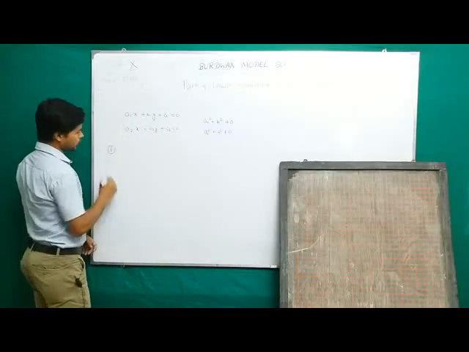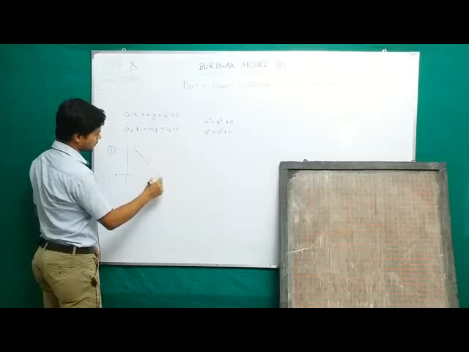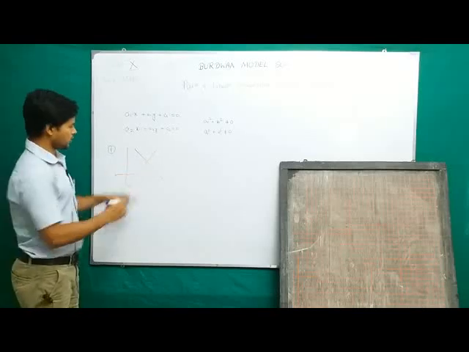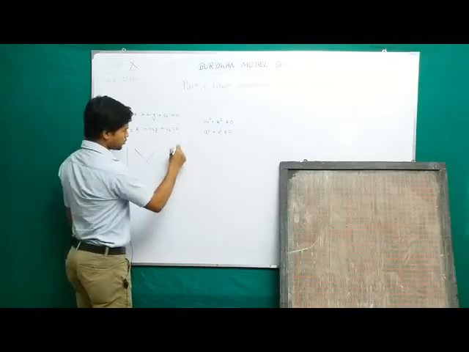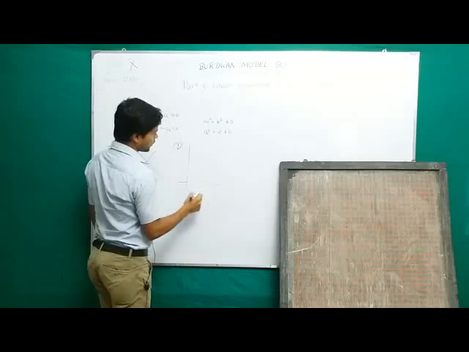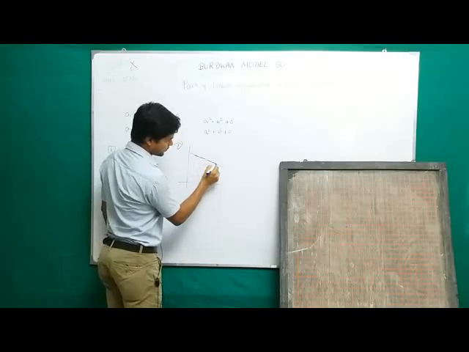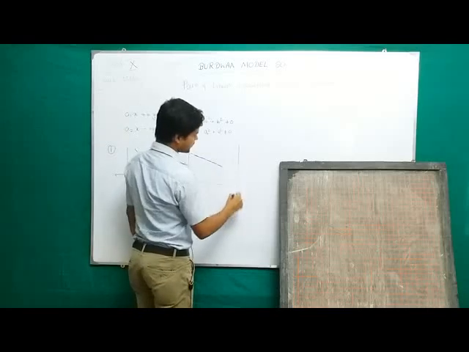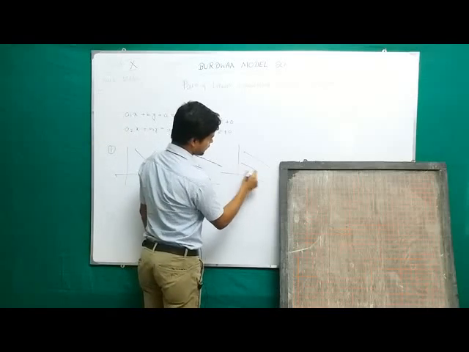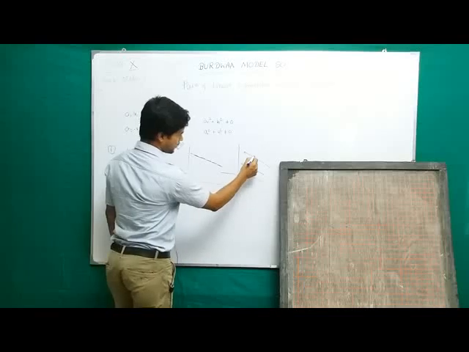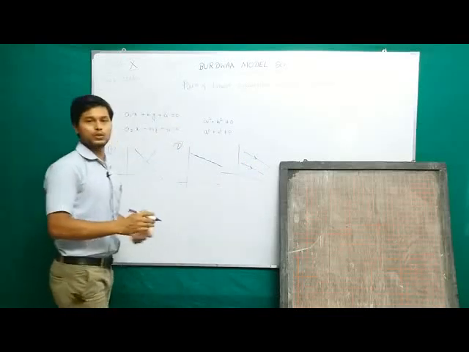Case number one, when the lines are intersecting each other, they have a common point. Case two, when the lines are overlapping, meaning one line is passing through the other line. And the third case may be when two lines are parallel to each other, meaning the lines have no common points.